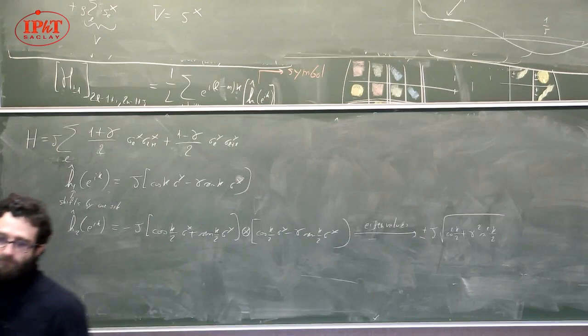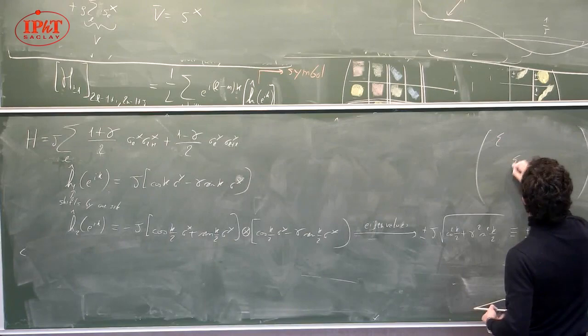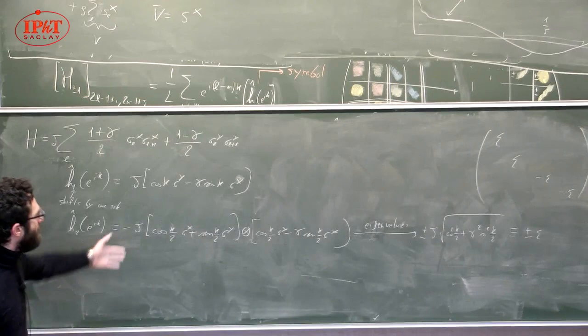So you can imagine if I diagonalize the matrix, I will have something like this. Let's call this plus minus epsilon. So I will have epsilon, epsilon, minus epsilon, minus epsilon. Okay, this is my matrix in the basis that diagonalizes it.